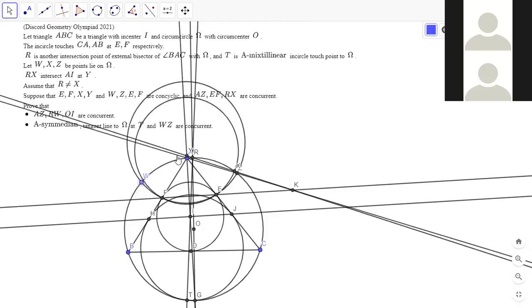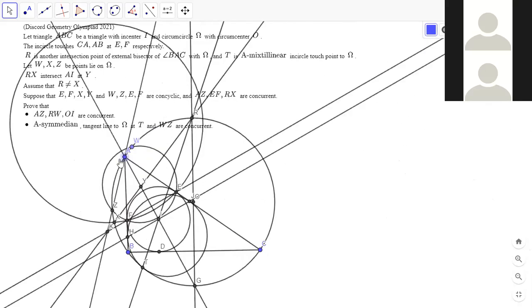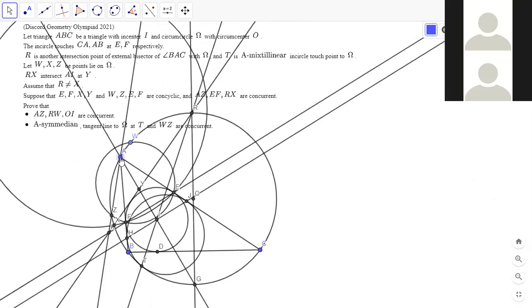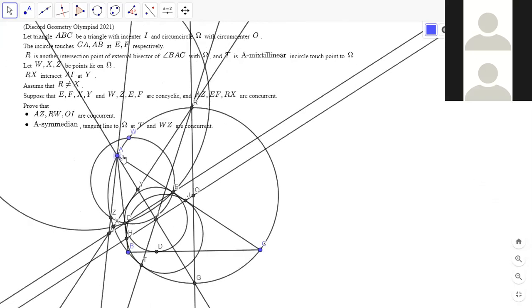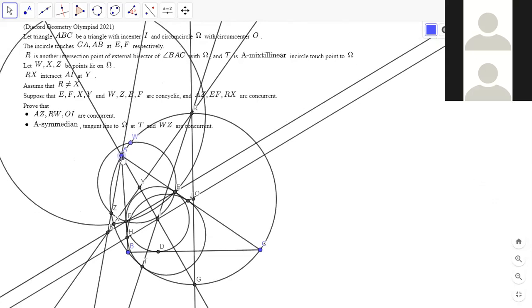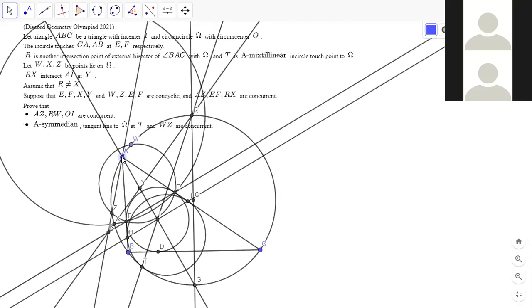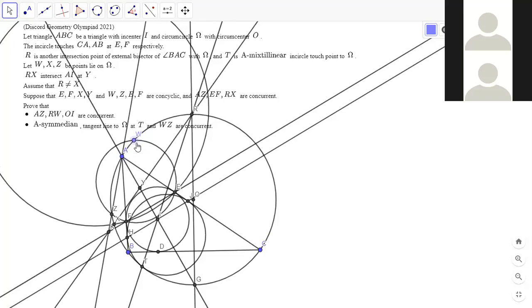Let me go back. The triangle is too close to being isosceles. What if I do an obtuse triangle like this? So EFXY. No, that doesn't look cyclic. Oh, actually, yeah. Also, Michael, keep in mind that R is different from X.